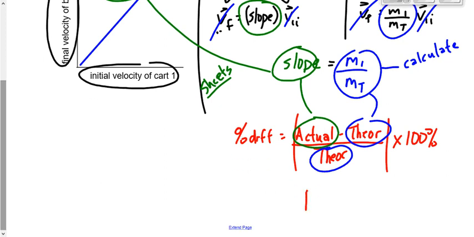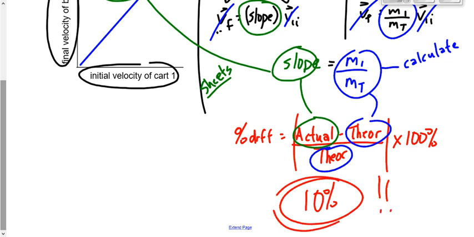Here's our cutoff, though. We're going to say if the percent difference is less than 10%, they're close enough to say my assumption was correct, and therefore momentum is conserved. If it's bigger than 10%, we'll say momentum is not conserved. The assumption that I made was incorrect. And that's okay, that's a valid conclusion.